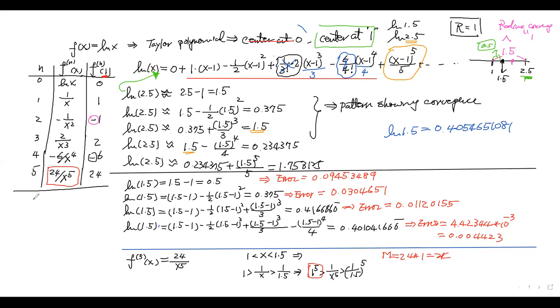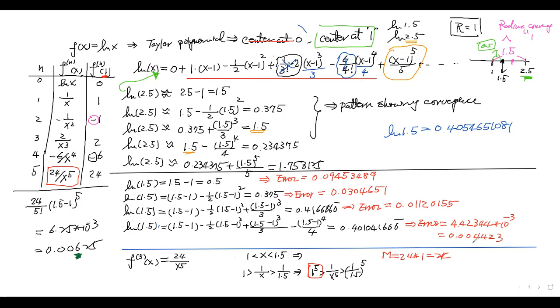After I have the M, what is my bound here? My bound will be M, which is 24, over 5 factorial, times whatever your value is, 1.5 minus 1, to the 5th, right? If you put this into the calculator, this will give you 625 times 10 to the negative 3. So this is 0.00625. If you compare what we have here, you know our calculation is correct. So this is the upper bound, the third decimal is 625.